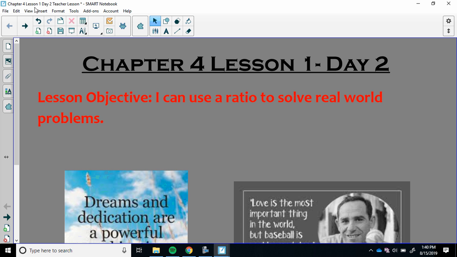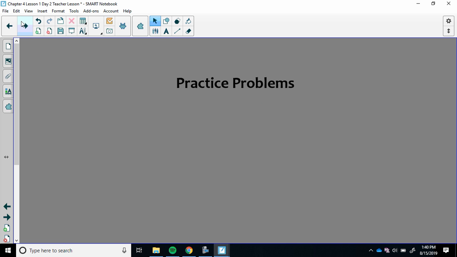Tonight we're going to do chapter 4, lesson 1, the second day. We're going to be working on solving real-world problems, so word problems involving ratio. I just got a bunch of practice problems. There's nothing really to teach you, but I figured I'd go through a bunch of word problems to help you get acclimated to what we're going to be doing in class.